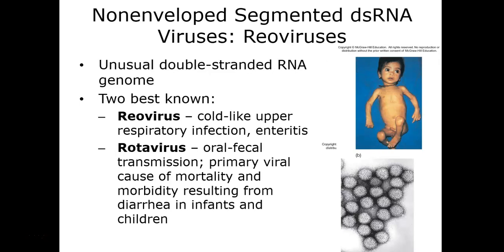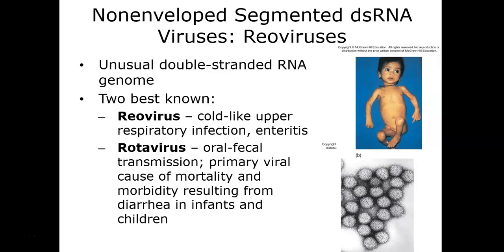We have our reoviruses. Reoviruses cause cold-like upper respiratory infections. The ones that we think about are oftentimes the rotaviruses. And the rotaviruses are significant because they impact infants and children.